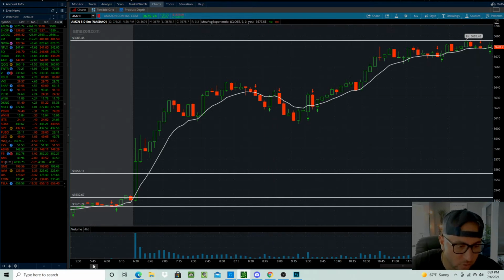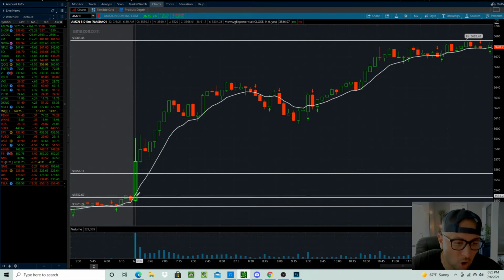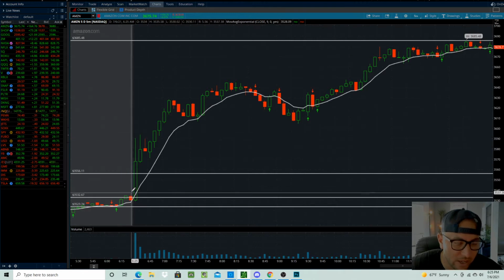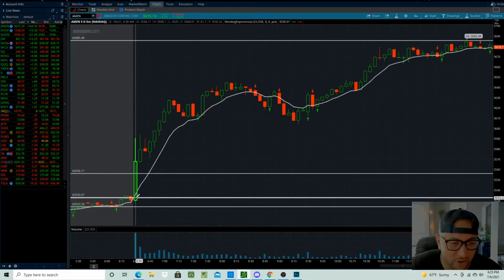So if we look here, generally speaking, I'm on Pacific Standard Time. My market is going to open at 6:30 a.m. So that's going to be this big long green bar here. Generally I like to go back to at least 5:30, so from 5:30 to 6:30, right before the market opens.